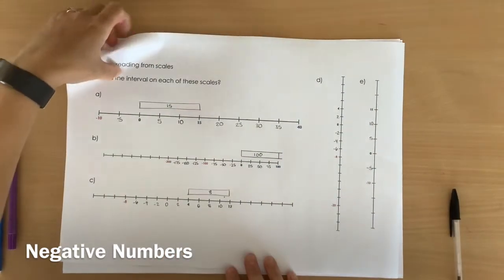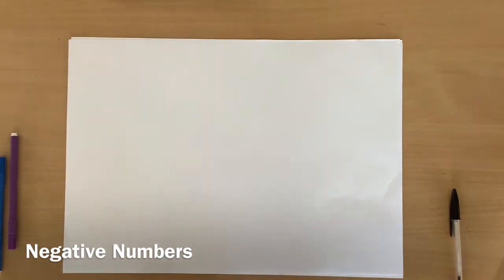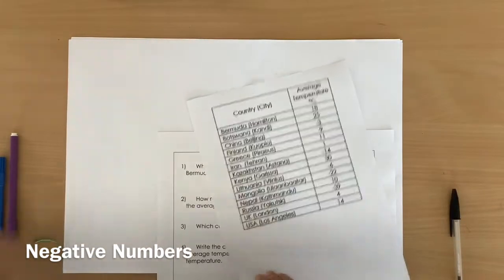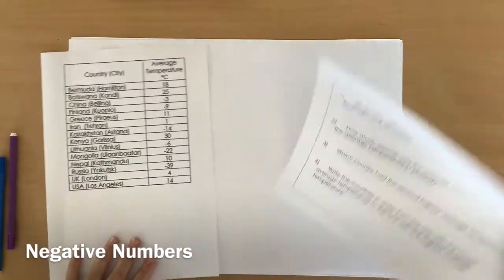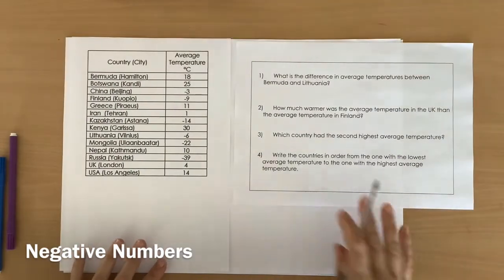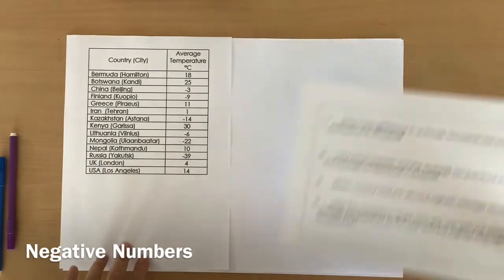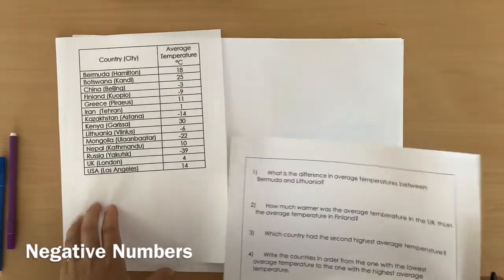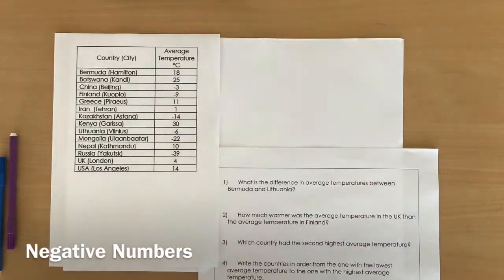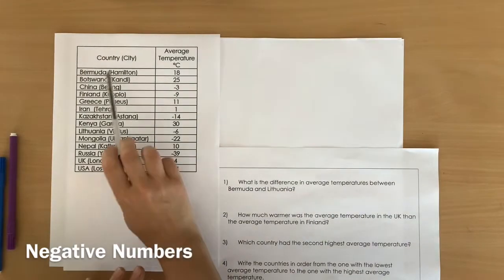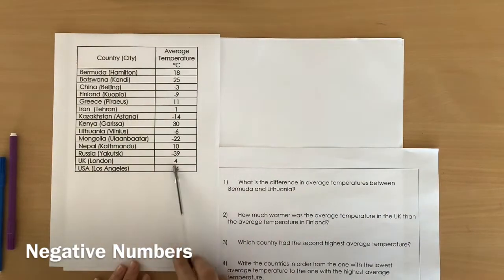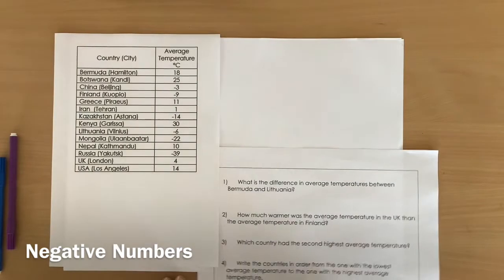Okay, right. Let's have a little bit of a look at some temperature questions that you might get then, and I'll set you your task for the day. Here I have some information about the temperatures in some different countries, and in brackets is the name of the city. Okay, so countries are written here, cities in brackets, and then the average temperature in degrees C here.